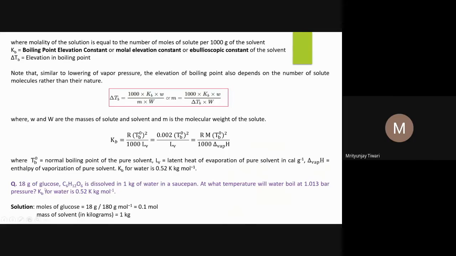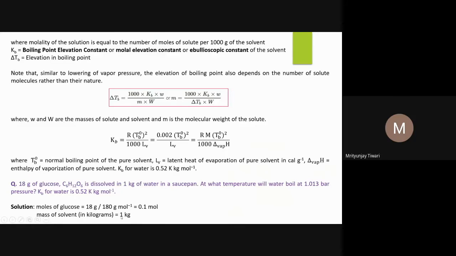So what will we do first? First, we will calculate the moles of glucose. Why? Because we need to calculate the molality. The number of moles of glucose is the mass of the glucose in gram divided by molar mass of the glucose. And molar mass of glucose, if you calculate, 12 into 6 plus 12 plus 6 into 16, that will be equal to 180. So 180 gram per mole. So 18 gram divided by 180 gram per mole is equal to 0.1 mole. Gram will be cancelled out.